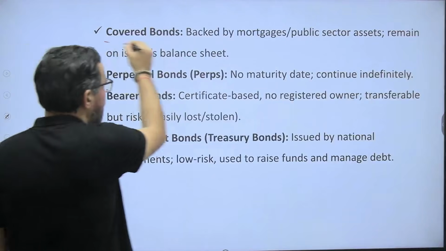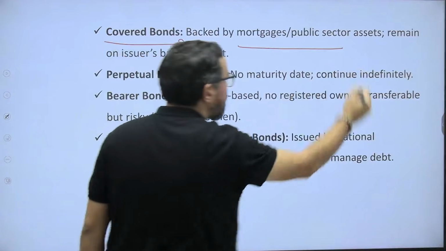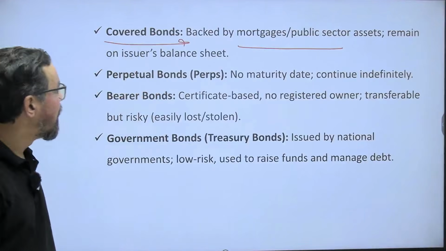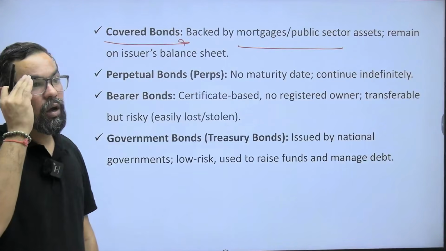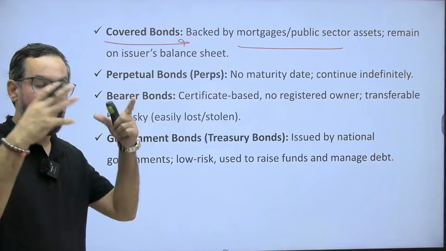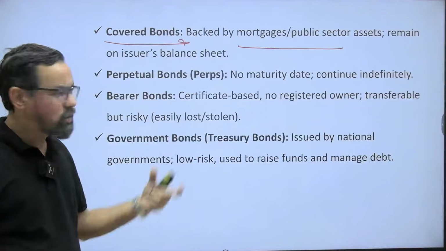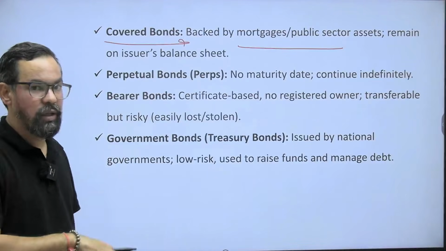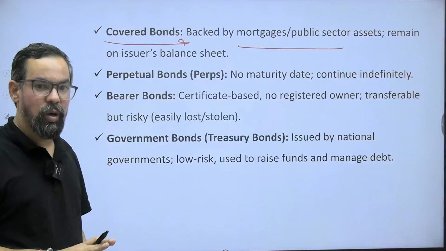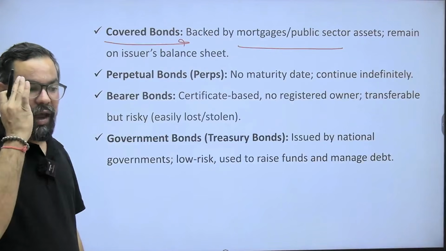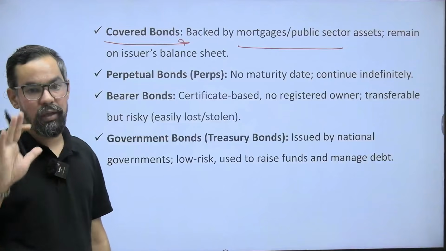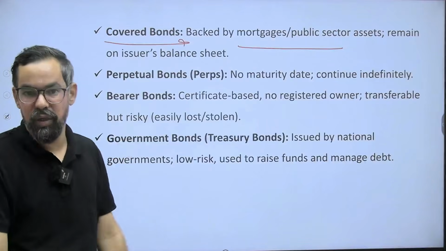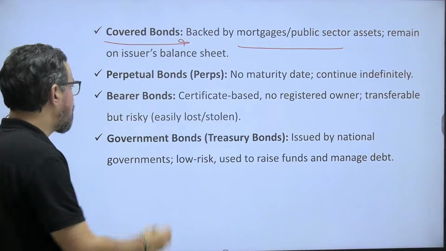Then we have covered bonds, backed by mortgage or public sector assets that remain on the issuer's balance sheet. Let's say there is a company that issues bonds based on its own building. That building will remain in the asset book of that particular company or issuer. But if that company fails, the jurisdiction will sell the asset and repay the amount to the investors.